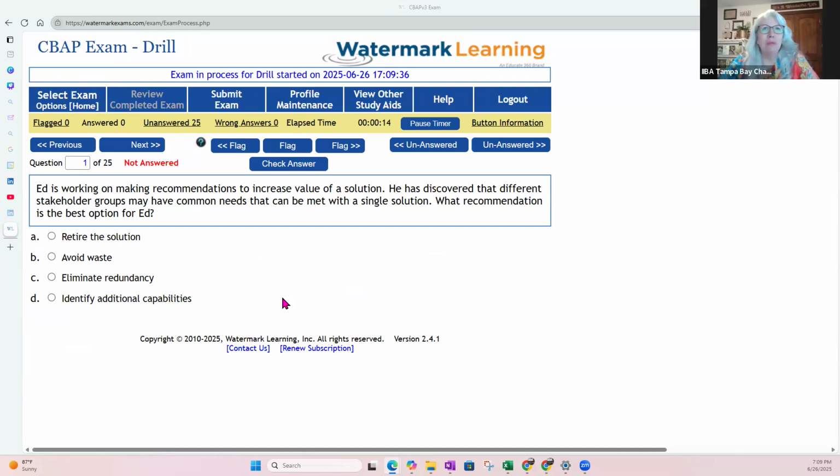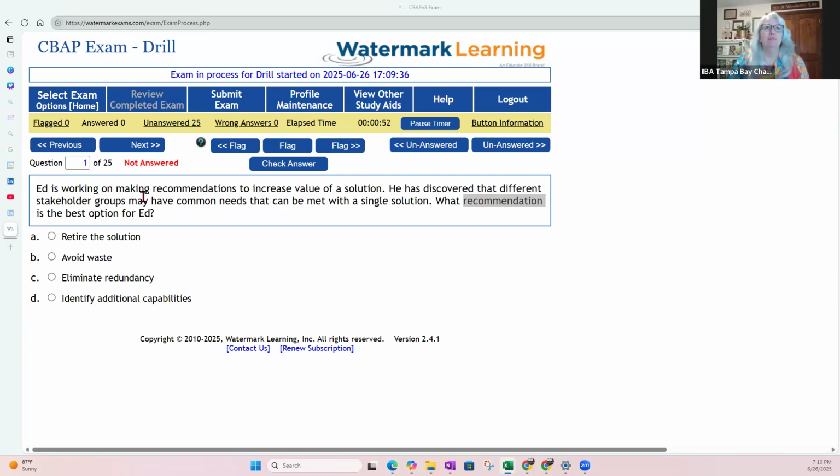Ed is working on making recommendations to increase value of a solution. So that tells us what knowledge area we're in, right? There is a solution in place. We know we're in chapter 8. He has discovered that different stakeholder groups may have common needs that can be met with a single solution. What recommendation is the best fit for Ed? We're talking about a recommendation. We know there's a solution in place. So what task is this? Recommend actions to increase the value. That's right. That's the only one you make recommendations in, is that task.